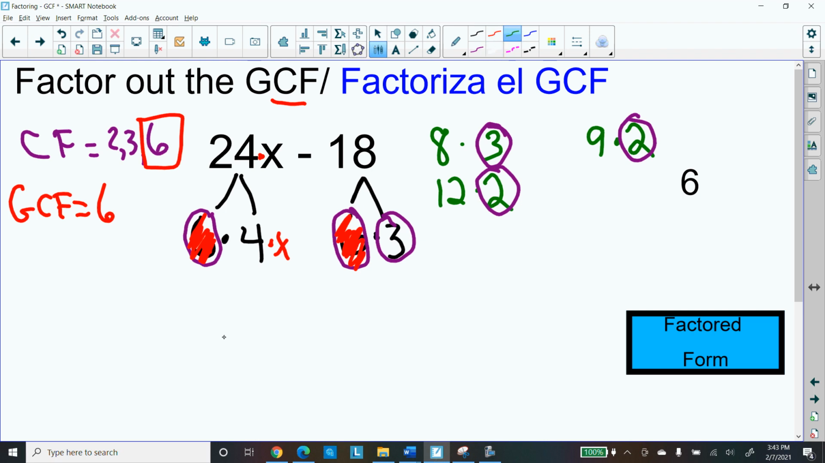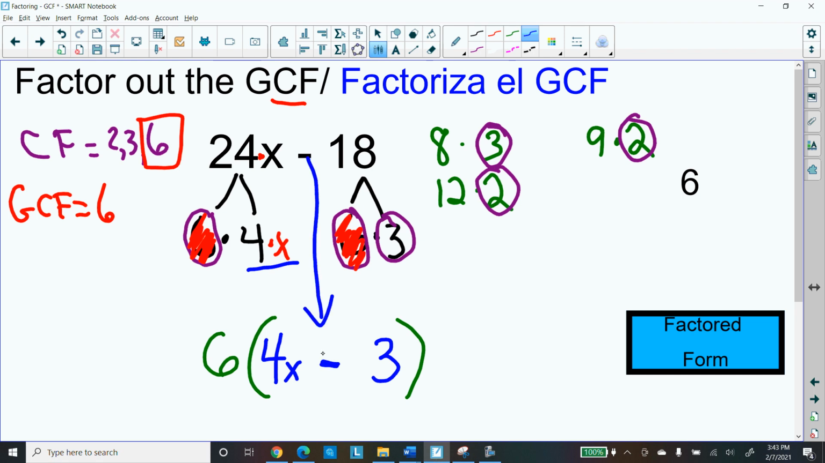That's what I'm going to put here as my GCF. In the parentheses, I'm going to put what's left. Well, what's left? I got a 4x. 4 times x is 4x. And I have over here a 3. I have to bring down the sign. And there is my factored form. My GCF is the 6. What's left was the 4x for the first term, because 4 times x. And if I check it by multiplying, or distributing, I would get 24x.